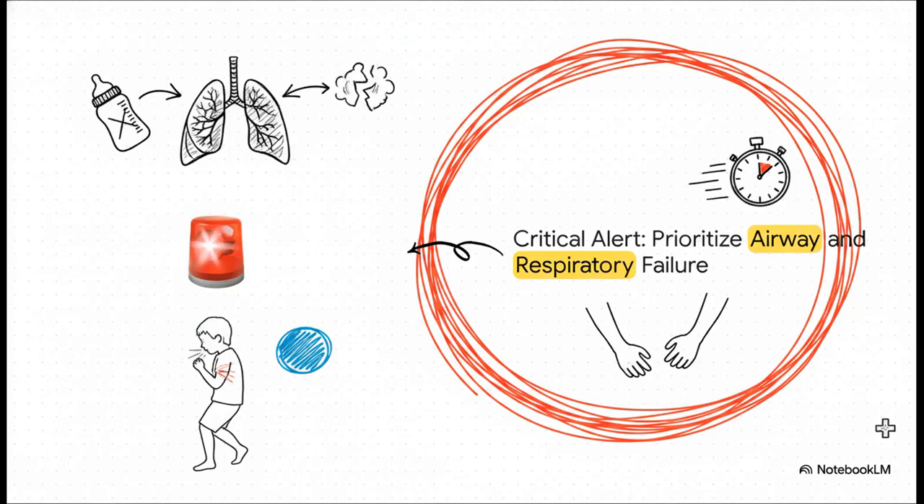If a child with any of these neuromuscular conditions suddenly develops increased work of breathing, a weak cough, new choking during feeds, or cyanosis, you drop everything. The immediate absolute priority is airway and respiratory support. Because their muscle reserve is already so compromised, respiratory failure happens incredibly fast. There's no time to wait.